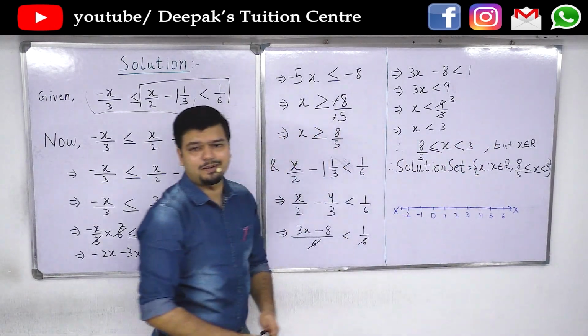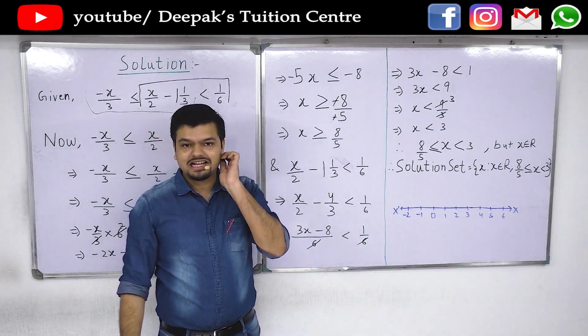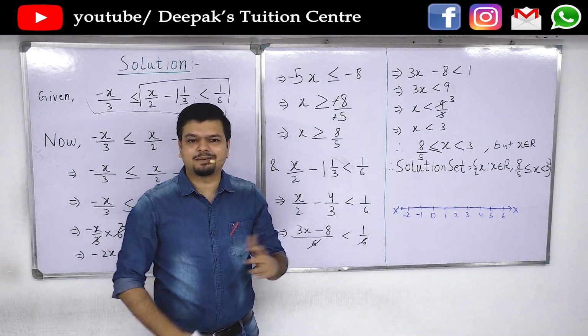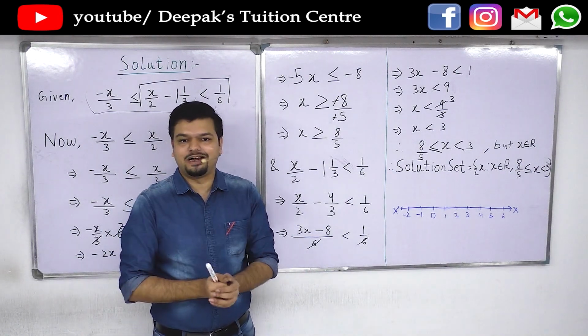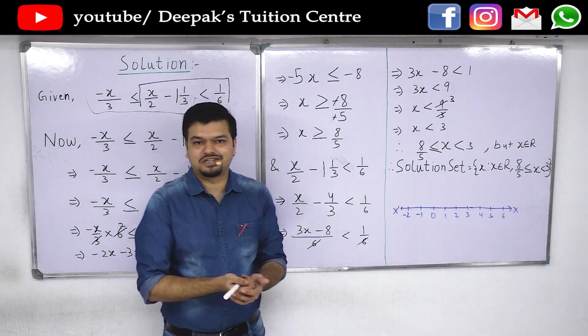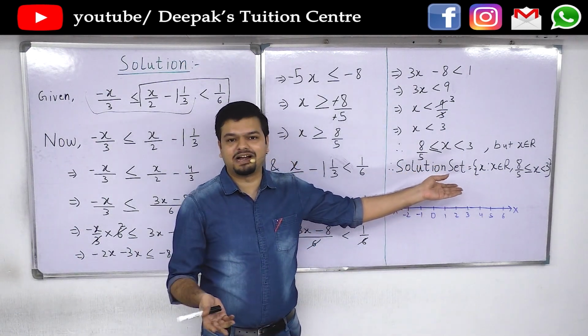But x belongs to real numbers. Real numbers are all the numbers on the number line. Simply stating, all the fractions, decimals, everything. So how do we point out every real number? We don't. We cannot. Actually, it is impossible. So what we do is we write the solution set in the set builder form.